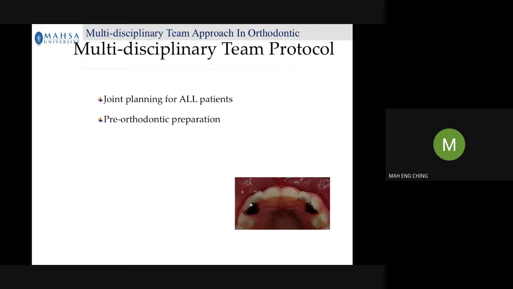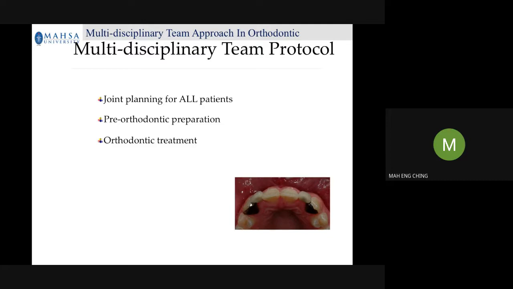Okay, so same thing again, almost similar to the perio patients. We need a joint planning for all patients because this one involves a few specialists. I'm not the one to restore the tooth later. So I need to communicate well with the restorative department colleague or the prosthodontist. Then they will decide what they want. They will tell you how many millimeters of space they want before you start the treatment. So this one has to be communicated very, very well.